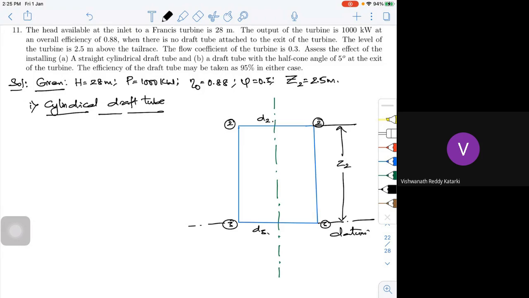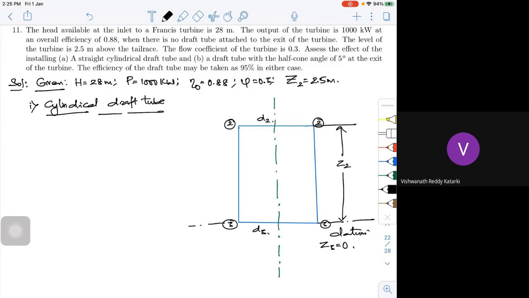So, what will be Z3? Z3 is equal to 0. So, this is the simple construction of a cylindrical draft tube. Let's now try to analyze for this particular condition. Before analyzing, let's find the data.